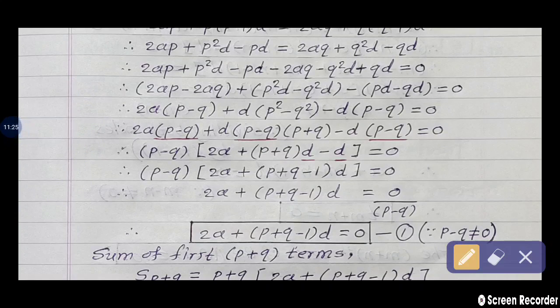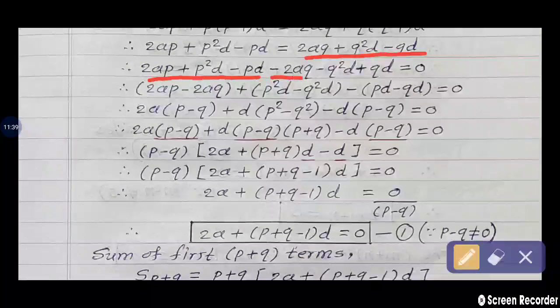Check there. All these right hand side terms shift to the left hand side. So what is on the left hand side? 2ap plus p square minus pd. Now the right side terms shift to the left hand side: minus 2aq, minus q square d, and minus qd shifts so plus qd. Nothing remains on the right hand side, so it is equal to 0.